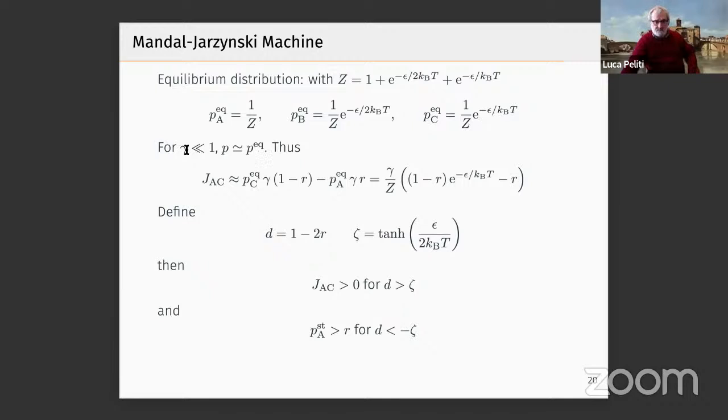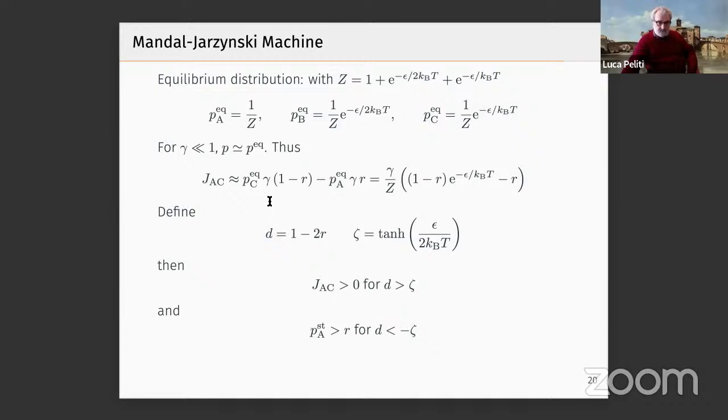Now assume that the frequency of the interactions between the device and the tape is very small. This will not change the probability distribution that much. So we can evaluate what happens by saying that the probability distribution of the system is essentially equal to the equilibrium probability distribution. Therefore, we are able to evaluate the net current from C to A. There will be a net current because the system is out of equilibrium by a very small amount, in fact proportional to gamma.